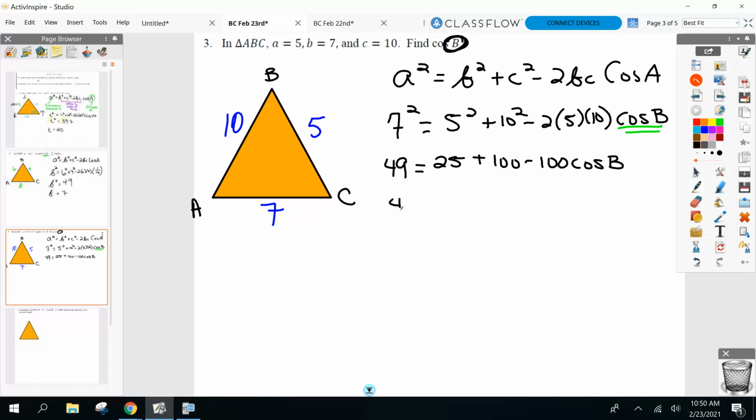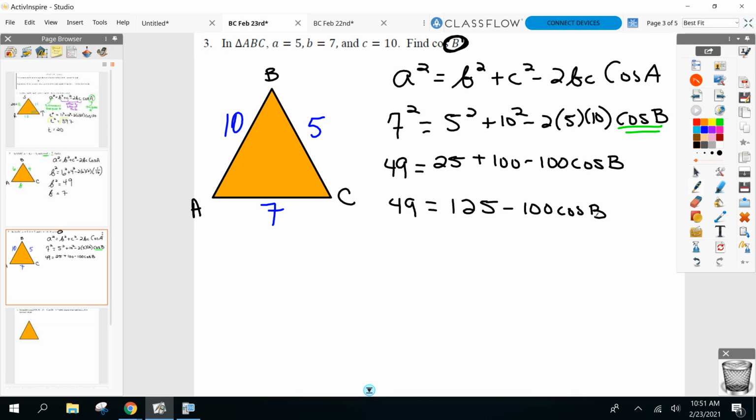So here you go, 49 equals 125 minus 100 cosine B. You cannot, I just showed you guys, it's like having an x there instead of cosine B. You cannot combine those 2. But I still need to get cosine B by itself. So maybe in your head, pretend there's an x there. What's your next move? What's my next step to getting cosine B by itself?